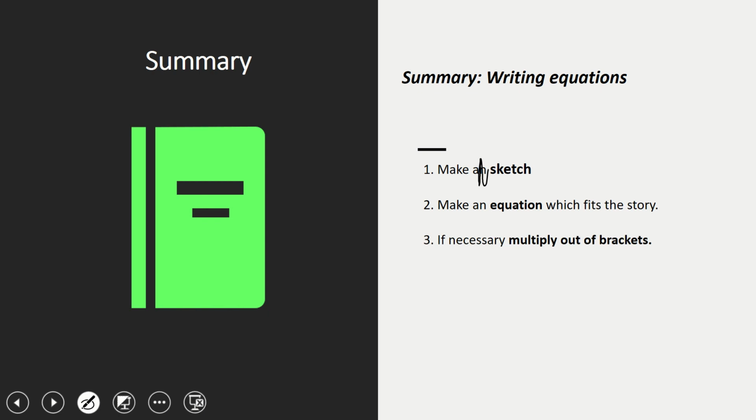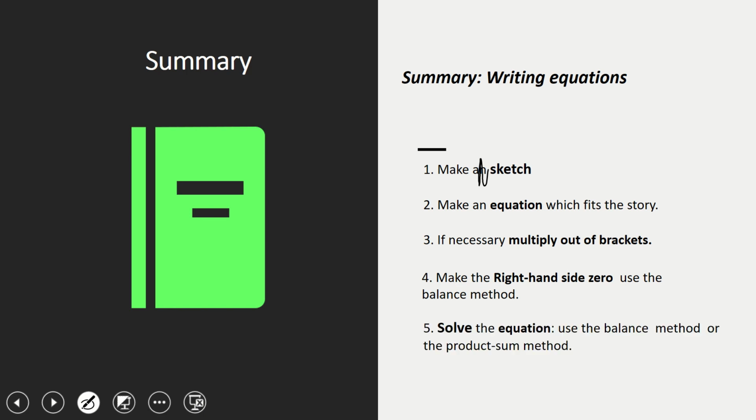And if necessary, you need to multiply out of brackets when you're going to solve it. So make the right hand side 0 by using the balance method and then solve your equation. You can use the balance method for making the right hand side 0, and then you're going to use the product sum method. You're going to calculate dimensions by carefully looking at the story. So choose probably most often the positive x instead of the negative one.